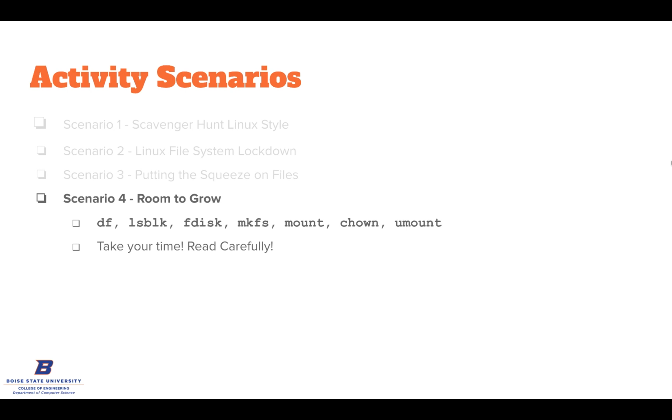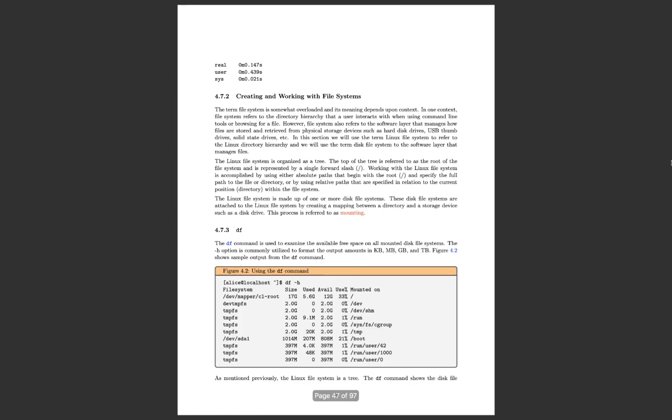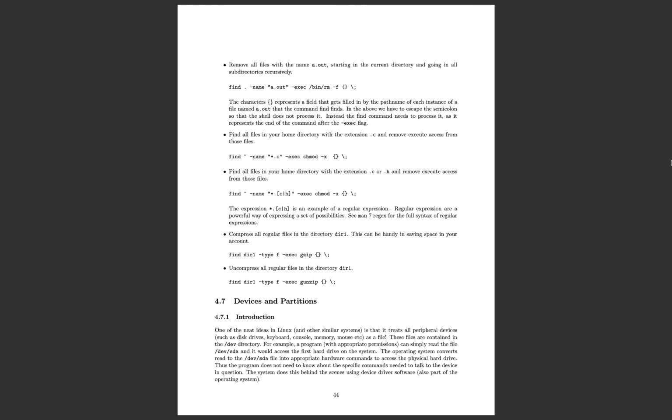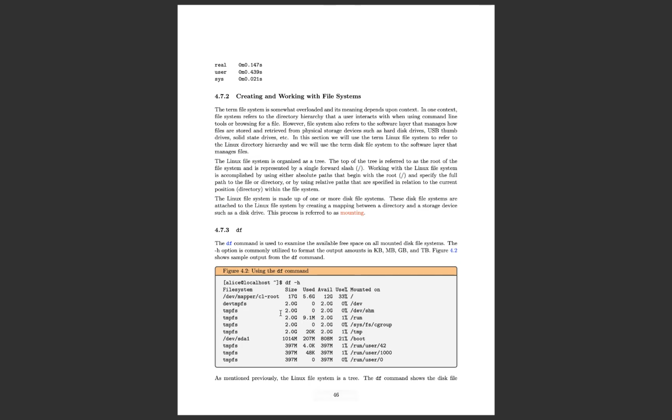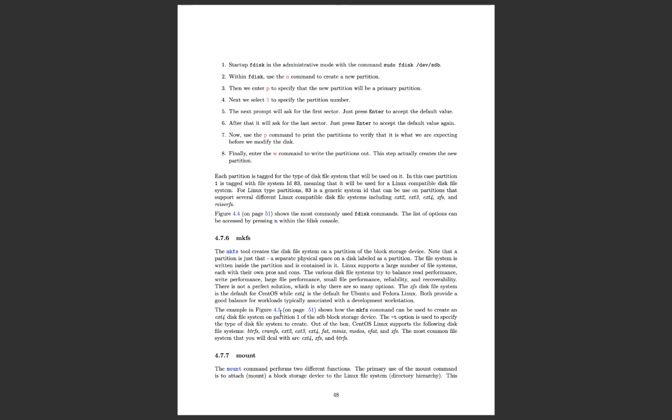My biggest piece of advice to you for this module is to take your time and read the Linux guide that we link in the activity very carefully. If I'm going back to the Linux guide over here, I have it open just to show you the sections that you should focus on. It says in the guide to look at section 4.7 in particular. Section 4.7, called Devices and Partitions, gives you an introduction. 4.7.2 talks about creating and working with file systems. 4.7.3 through 4.7.7 go through those commands that I just mentioned in more detail.